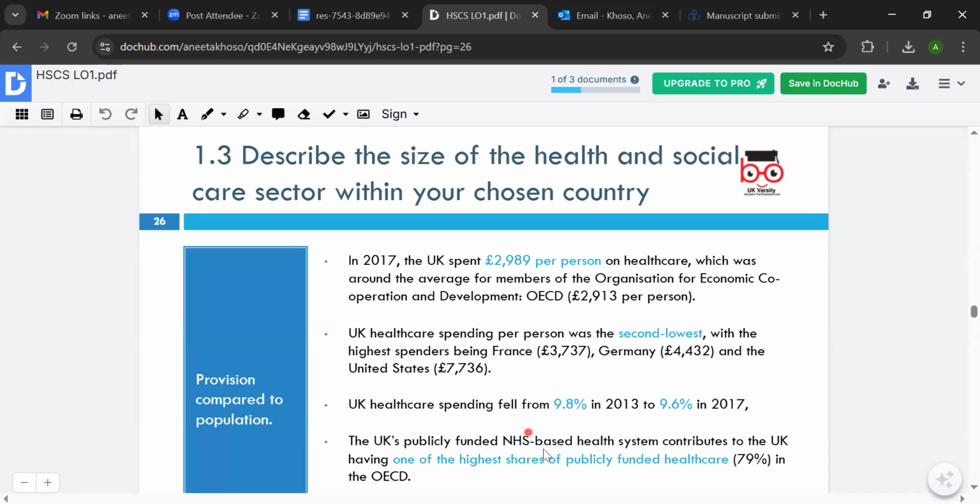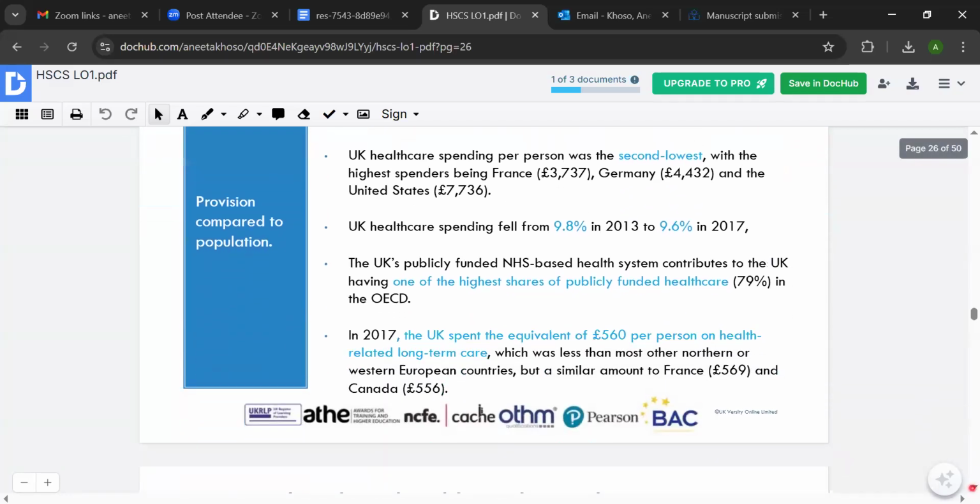So UK healthcare spending fell from 9.8% in 2013 to 9.6% in 2017. And it's the NHS-based healthcare system. It contributes to the UK having one of the highest shares of publicly funded healthcare, 79% in the OECD. We talked about it yesterday, that most of it comes from our taxes, okay?